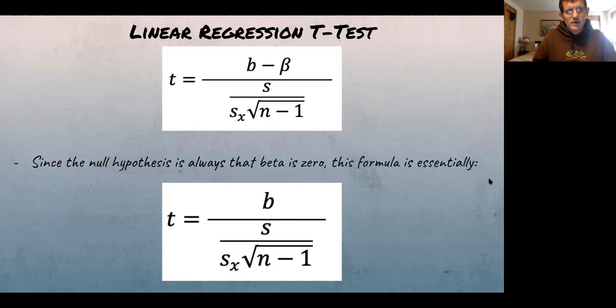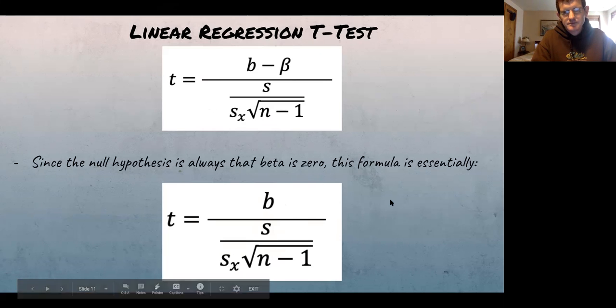Okay, now our null hypothesis is always that beta is 0. So we're essentially doing this formula, though I would recommend writing out the minus beta. But keep in mind, it's just going to be minus 0. So essentially, it's just b divided by the standard error, which is pretty convenient.